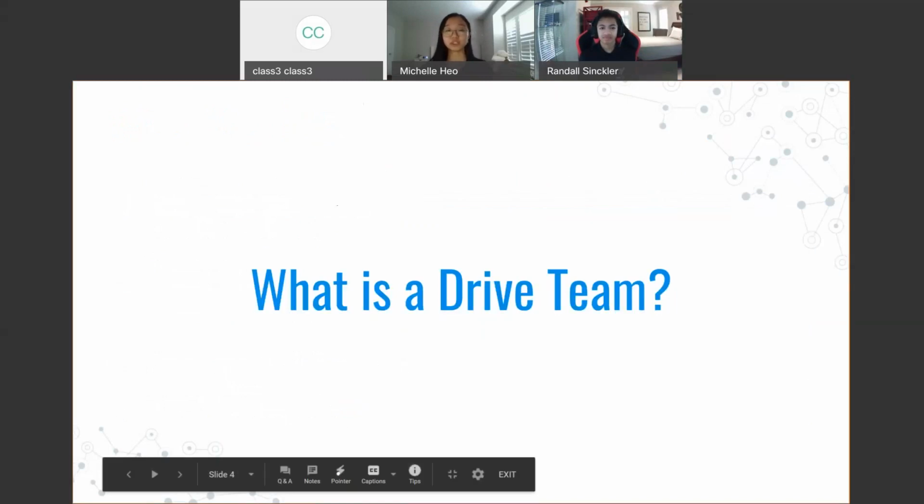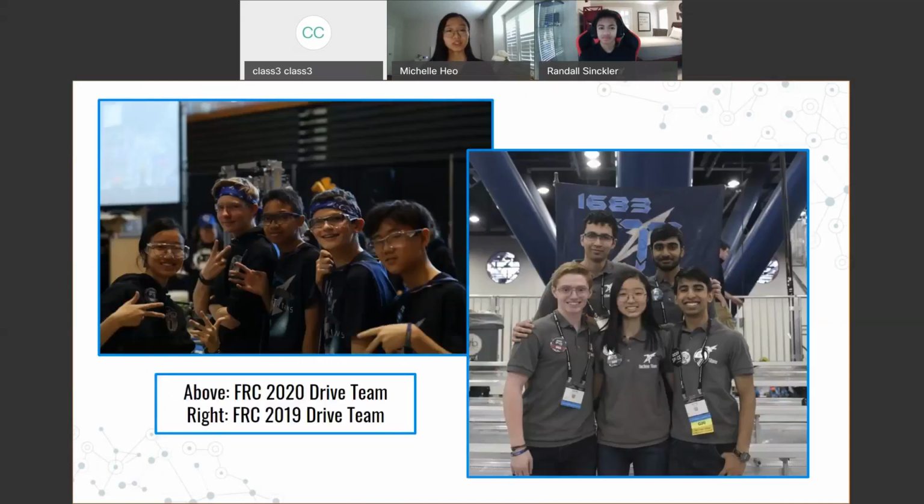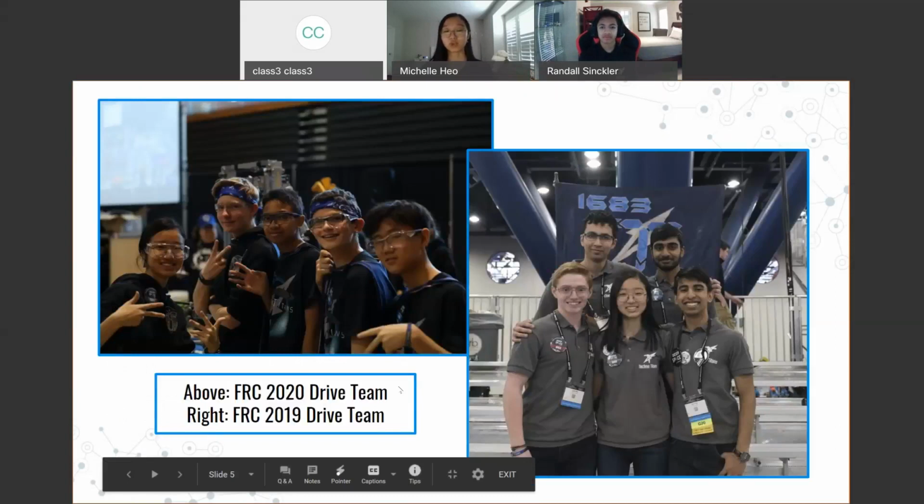So the first thing we're going to talk about is what is a drive team? An FRC drive team consists of 5 elements: the coach, 2 drivers, the human player, and the technician. These are the people who will be representing your team on the field and have a variety of roles when it's time to play a match. Above, you'll see our 2020 FRC drive team, and to the right, you'll see our 2019 main drive team.